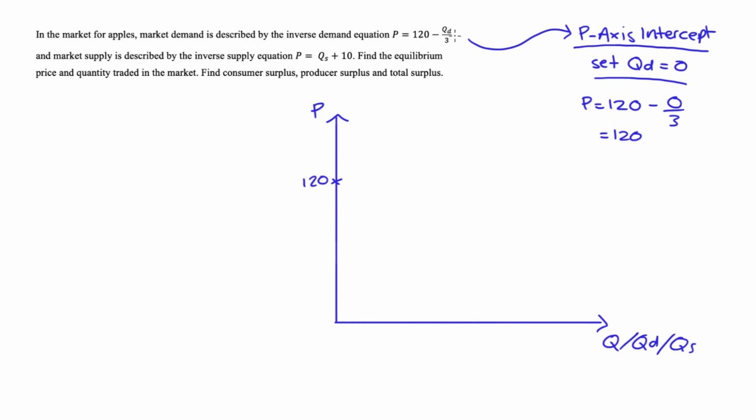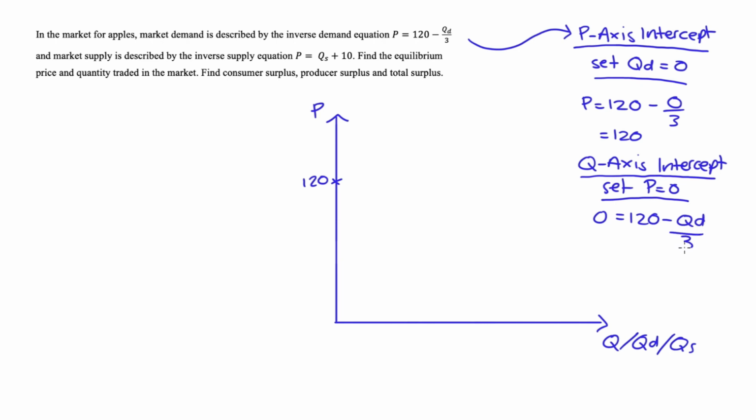I can then find my quantity axis intercept by setting price, P, equal to 0, and then solving for Q subscript D. So I get 0 is equal to 120 minus QD over 3. I can then add QD on 3 to both sides. That will get rid of that term from this side of the equation and introduce it to this side. So I get QD over 3 is equal to 120. I can then multiply both sides by 3 and I get QD is equal to, 120 times 3 is 360.